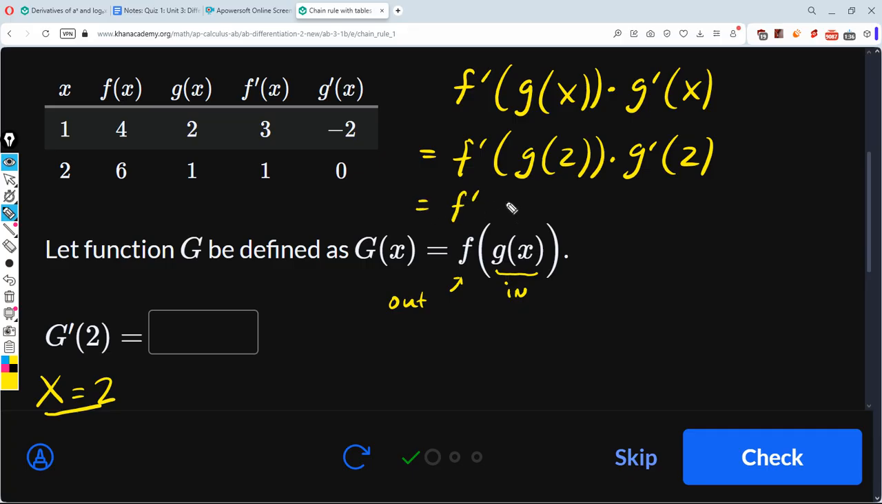And that's going to be f prime. Finding g of 2, if we go to the table, here is x equals 2, here is the g function, so that is just 1. G of 2 equals 1. So that's going to be f prime of 1. And g prime of 2, if we go to x equals 2, here's g prime, at x equals 2, that's just 0.